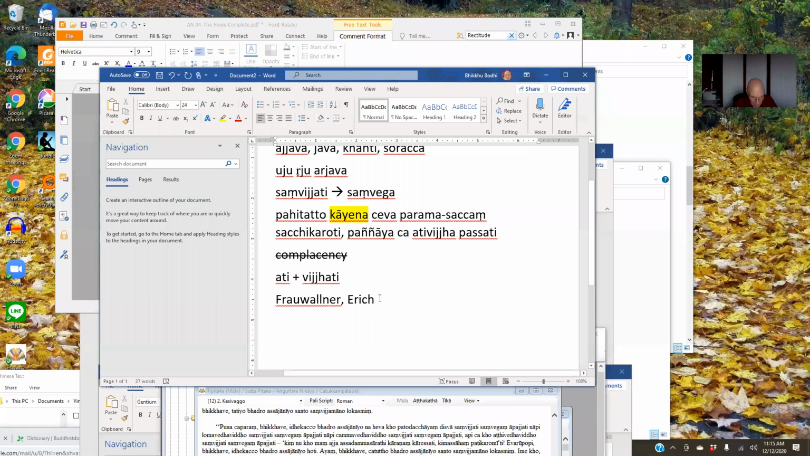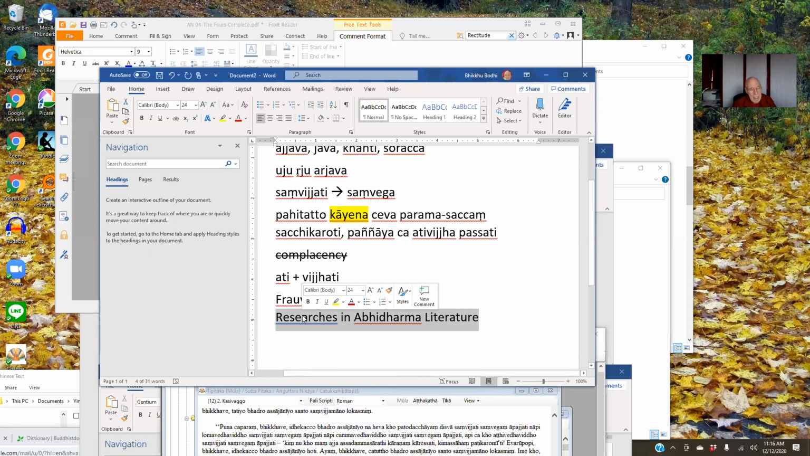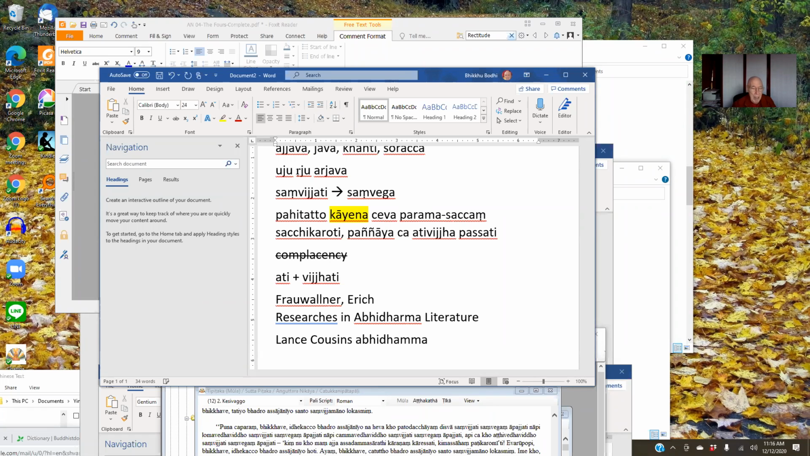Okay, Bhante, thanks. So it's Erich Frauwallner, I think it's called Researches in Abhidharma Literature, something like that. But there are a lot of scholars who have done research sketching the historical development of the Abhidharma. Lance Cousins has something, though his articles are difficult to find, but if you search for his name and maybe look for Abhidhamma, you might find something on the internet. And then Venerable Analayo also has a book called The Dawn of Abhidharma.